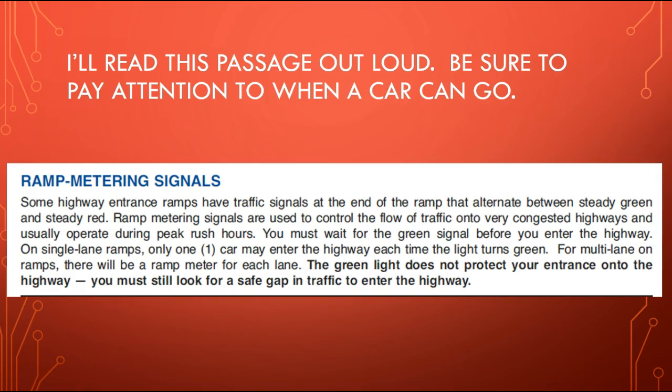On single lane ramps, only one car may enter the highway each time the light turns green. For multi-lane on-ramps, there will be a ramp meter for each lane. The green light does not protect your entrance onto the highway. You must still look for a safe gap in traffic to enter the highway. I am now going to ask you an opinion question on the next page on ramp metering.